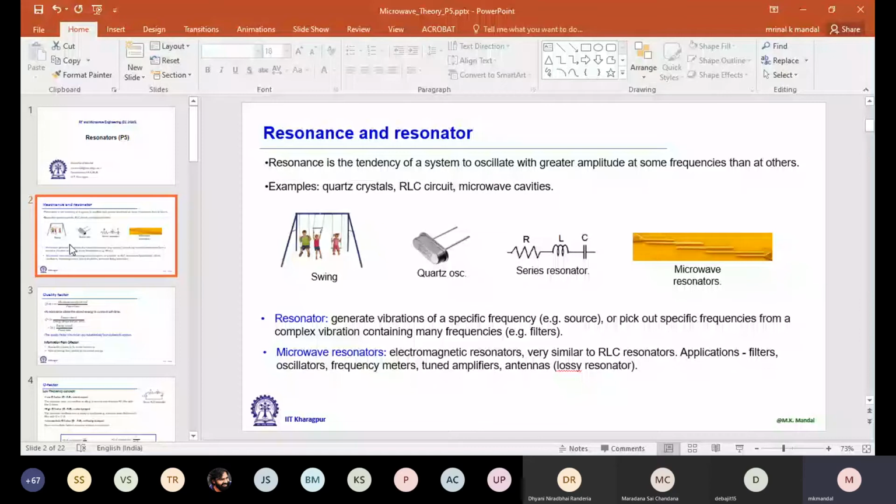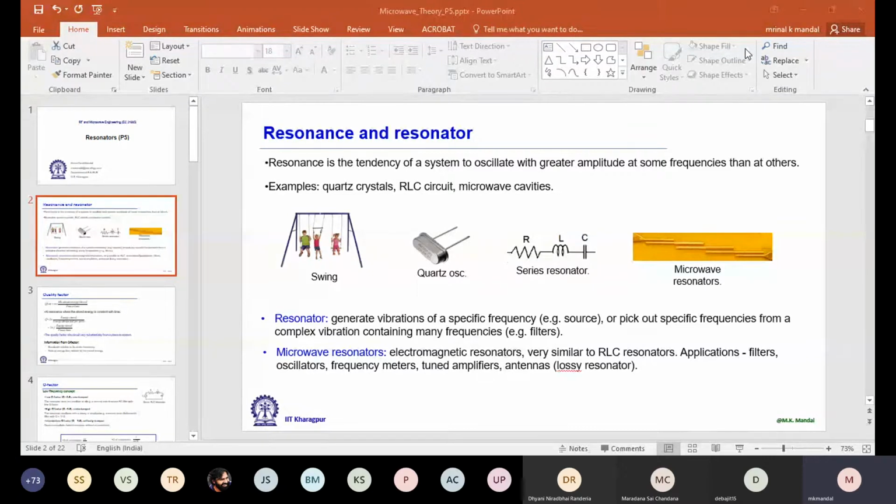Also, in general, what is a resonator? It generates vibration of a specific frequency or picks out specific frequencies from a complex vibration containing many frequencies. So this is the general definition. It holds for mechanical resonators as well as electrical resonators. And when we are analyzing any microwave resonator, of course we will do it with respect to electric field and magnetic field. And we'll call them electromagnetic resonators.